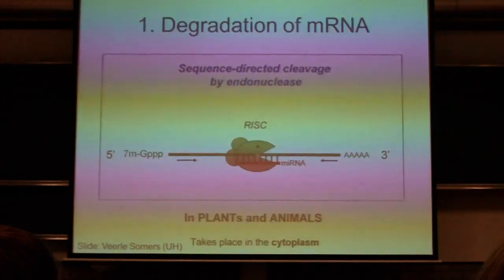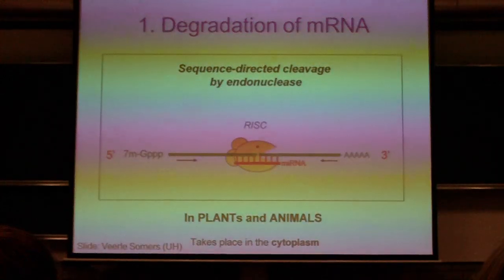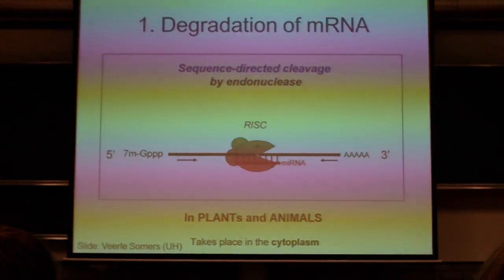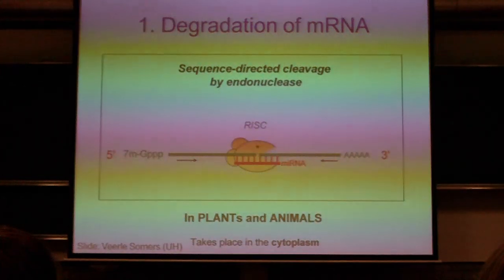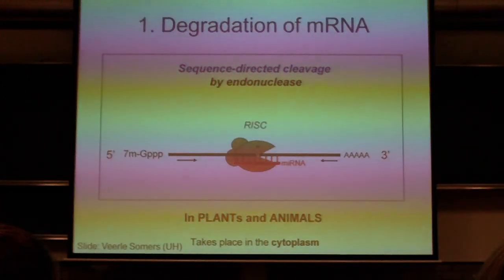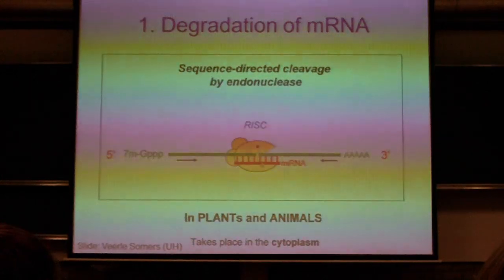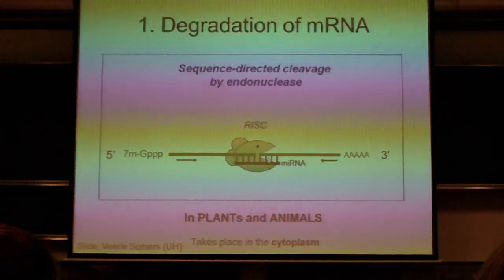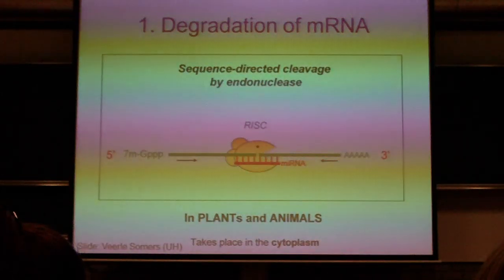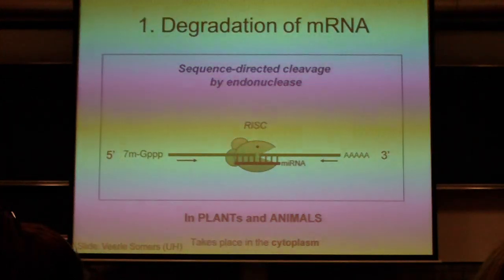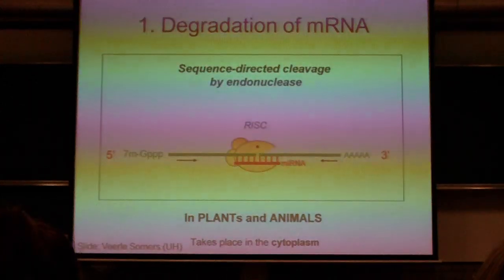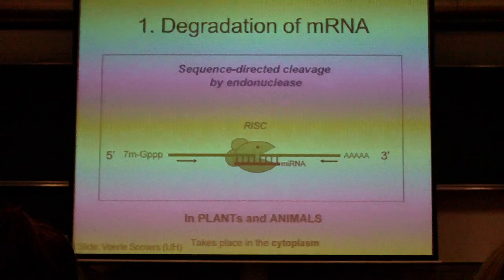And how does it do that? So the first possibility is indeed the degradation of messenger RNA. That's sequence-directed cleavage by endonuclease. So the double-stranded RNA is cleaved and cut exactly in the middle. Here, there is perfect complementarity between siRNA and messenger RNA. And this happens predominantly in plants. For microRNAs, it always happens in plants and almost never happens in humans or in higher animals. And for siRNAs, it happens in plants and animals. It takes place in the cytoplasm.